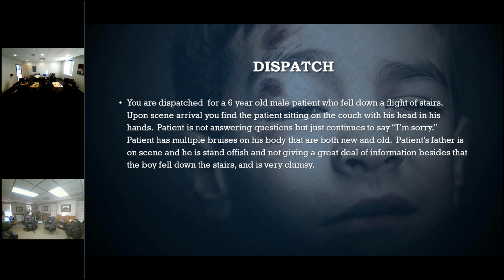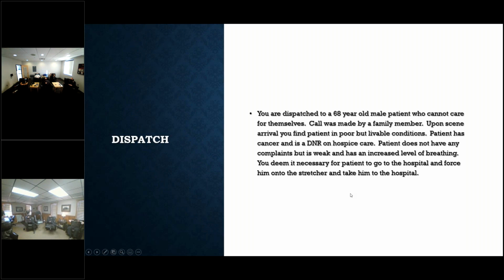Now, as far as doing a good patient assessment, it's going to be very difficult to get the proper information from this patient when the family members are there, or excuse me, the father is on scene. So make sure that we got law enforcement going right away. Try and separate the two if we can so that we can do a good patient assessment. Luckily, most dispatch information when it does involve a pediatric is automatically going to send a law enforcement officer as well.